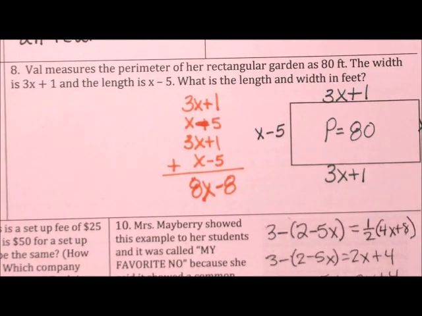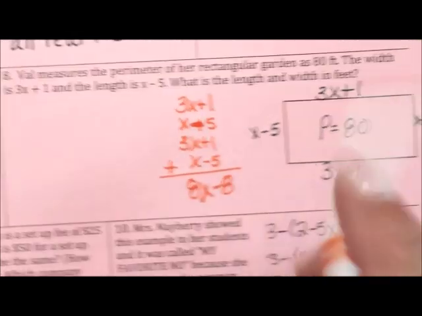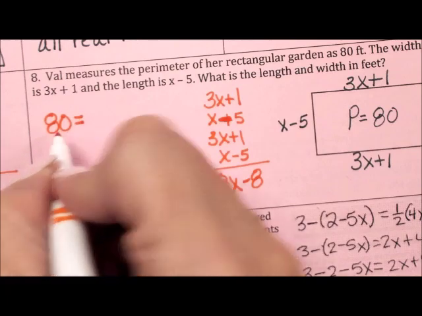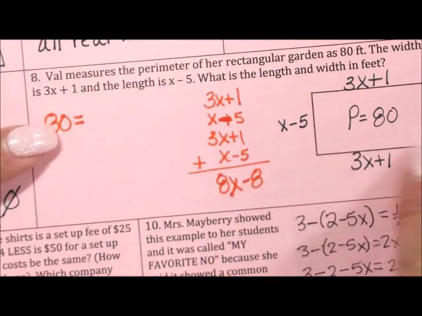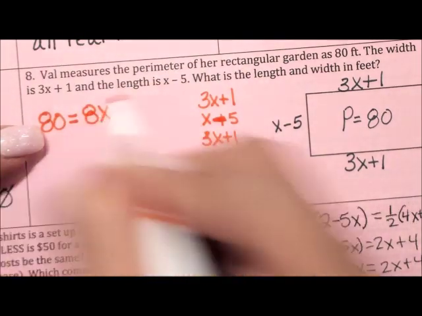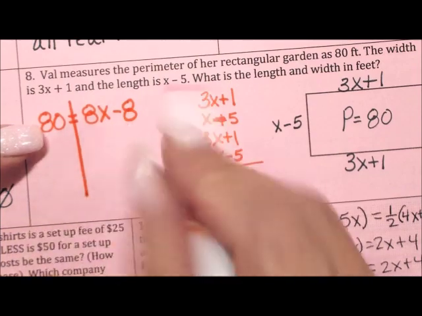So 8x minus 8 is what my outside edges add up to. So I know that the perimeter is 80. So I'm going to say that 80, the perimeter, equals, and this is the perimeter, if I walk all the way around, that's what that is. So it's 8x minus 8. What you're going to do is solve this equation for x.